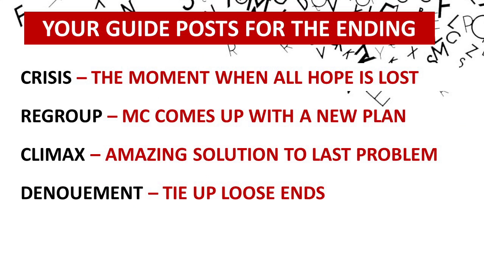The ending really has 4 guideposts, which is the crisis, that's the moment when all hope is lost. The regroup, that's when the main character comes up with a new plan. The climax is the amazing solution to the last problem. And of course the denouement, which ties up all the loose ends.